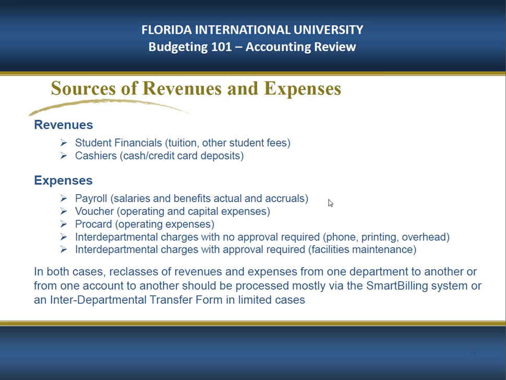If you require a facilities person to come out to your office to do some work, after they do the work, they will charge the department for the work, and the department that requested the work has to also approve it. So there's approval on both sides. Regardless, in both cases, reclasses of revenues and expenses from one department to another should be processed using the smart billing system or an interdepartmental transfer form. In limited cases, that is sent to the controller's office.